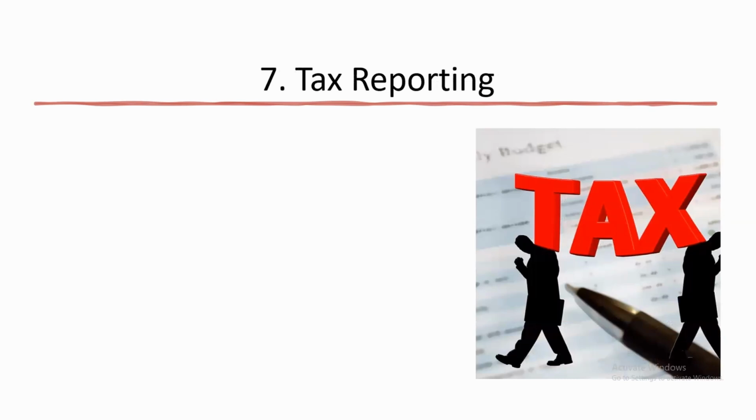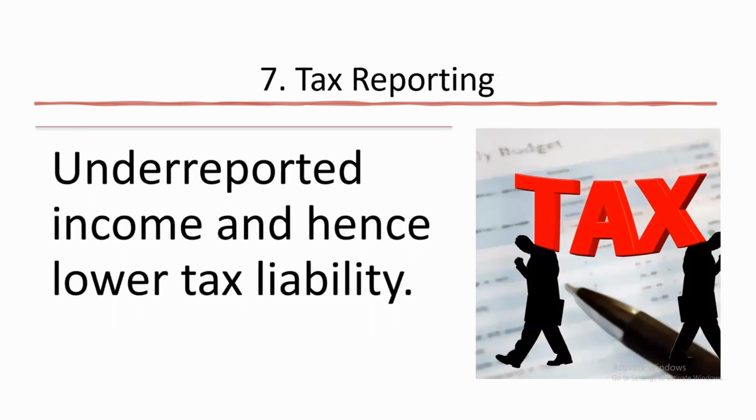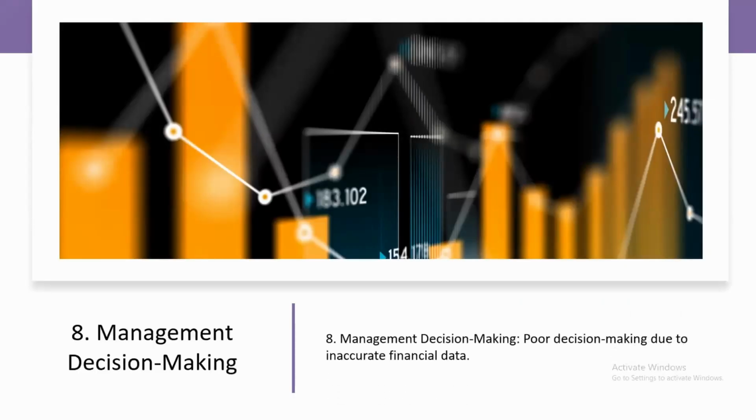Moving ahead, now let's talk about the tax reporting. Because we have not recorded any revenue, we won't calculate any additional income. And because our income is understated, our tax liability will also be understated, or lower than the actual amount we should be paying or calculating as our tax reporting amount. And moving ahead, now let's talk about the last point, which is management's decision making. They might end up making poor decisions based on the data they have received. So it can impact their decision making as well.